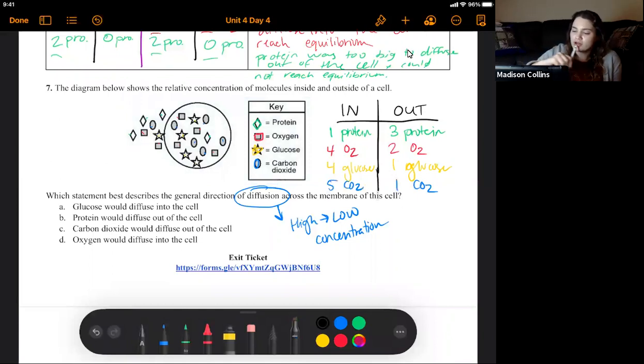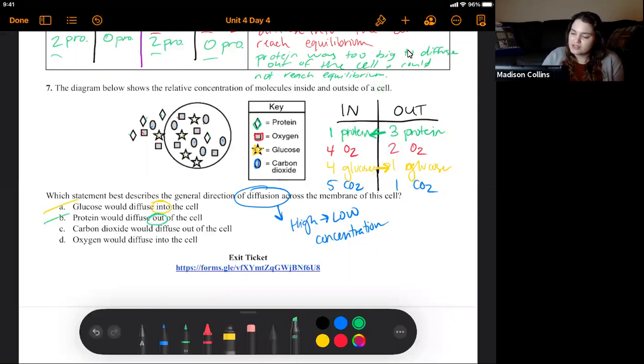So now we know that molecules are going to want to travel from high to low concentration. So which statement best describes the general direction? Is it A, glucose would diffuse into the cell? So let's look at our glucose. We see that we have 4 molecules of glucose in and 1 out. So those molecules are going to want to travel out of the cell. Because this one says into, it's not A. B says protein would diffuse out of the cell. We see that we have 3 molecules of protein out, 1 molecule of protein in. So those molecules are going to want to travel into the cell. So it's not B either.